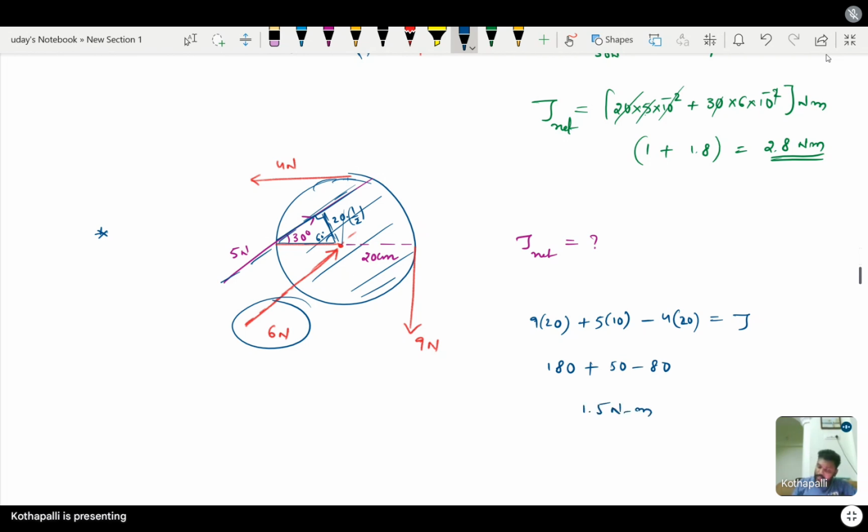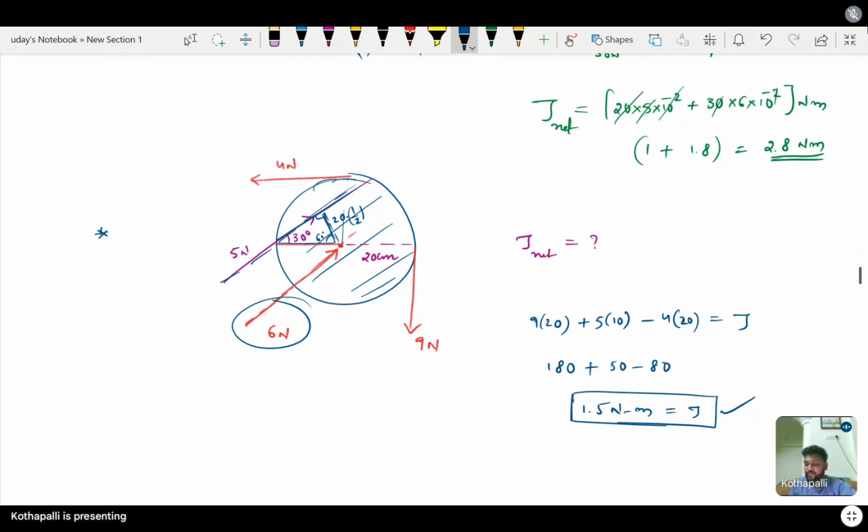Newton meters. Is 1.5? It is in centimeters, right? Without taking this length, how did you get? Components. Okay, that's good. Anything you can take. Okay, I hope you understand. So this is the way that we calculate the net torque always.